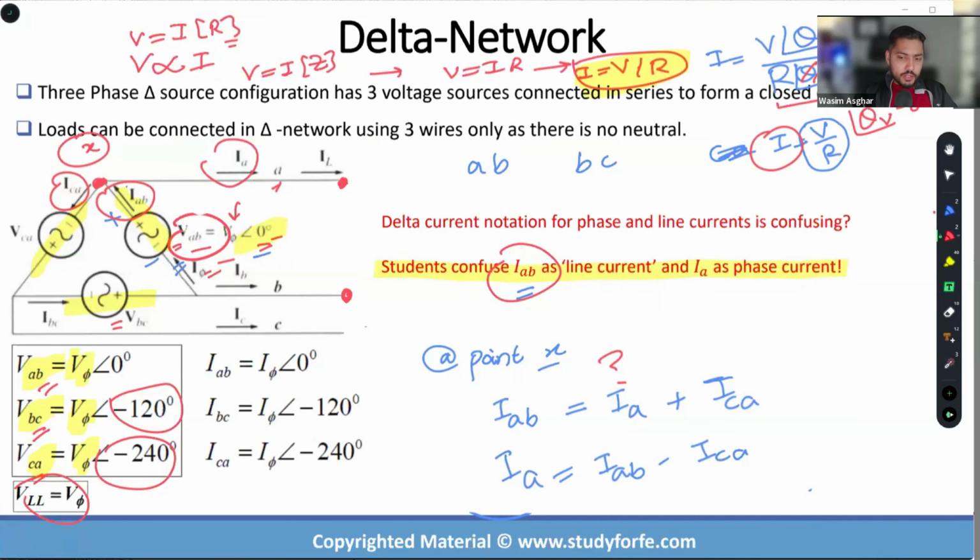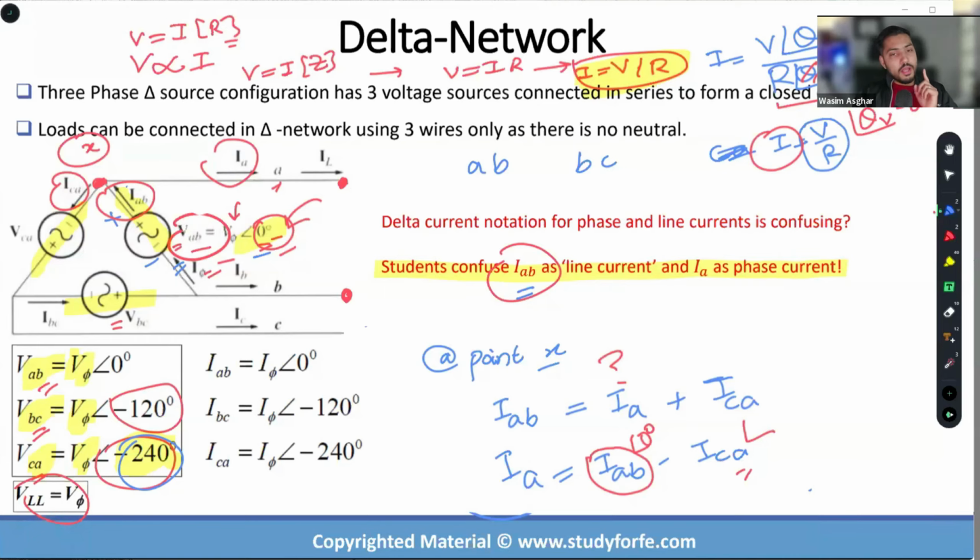Because what we're going to do over here for IAB is simply import the phase angle of VAB, which is 0 degrees. What I'm going to do with ICA is simply import the phase angle of VCA.